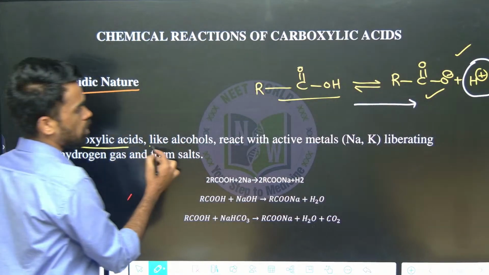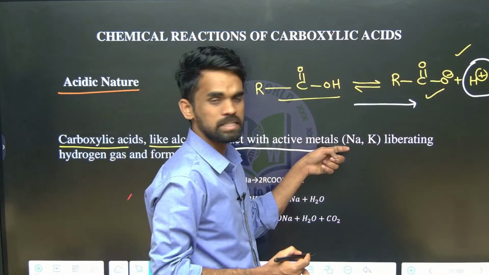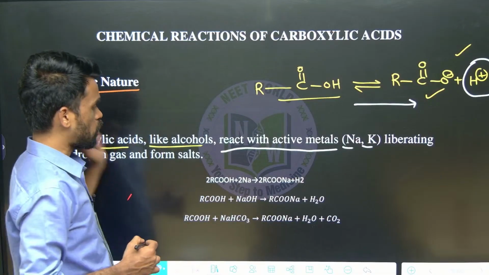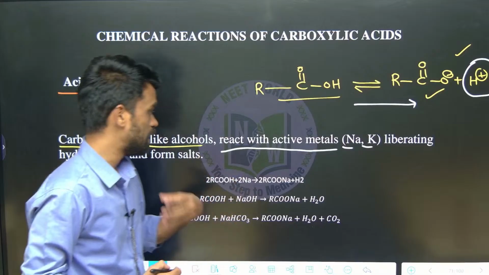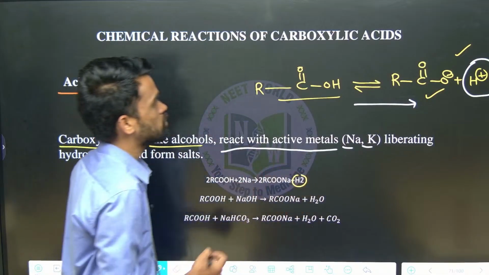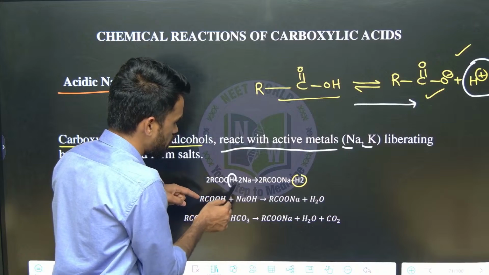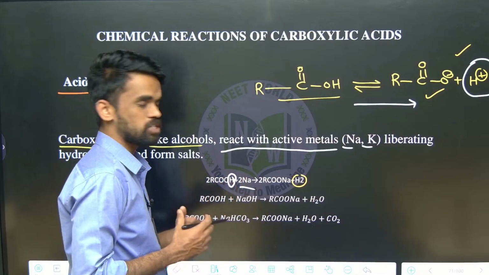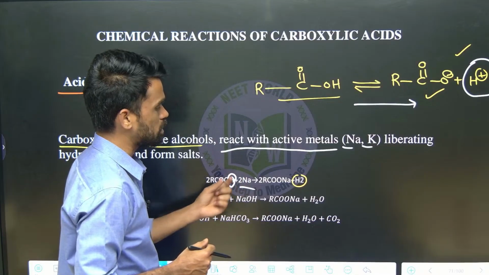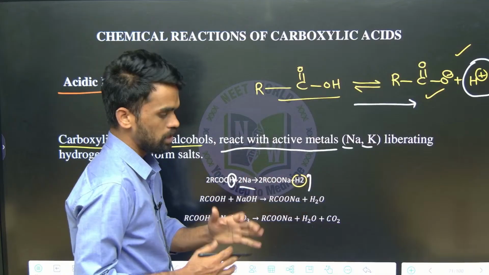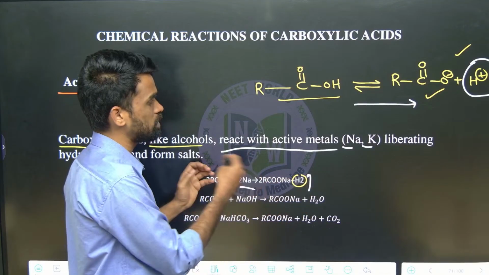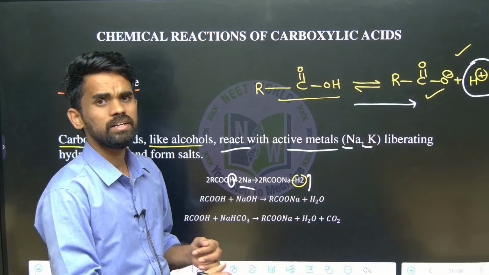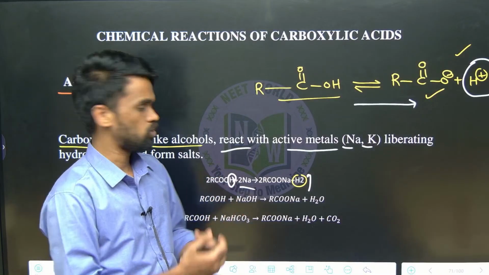Now look at what they are saying. Carboxylic acids, like alcohols, react with active metals like sodium, potassium, lithium. All these metals react with carboxylic acids and liberate hydrogen gas. Since this acidic proton is there, they are highly reactive with reactive metals like sodium, potassium, rubidium, and they give you hydrogen gas. Similar to alcohols, which also react with sodium metal, carboxylic acids are even more acidic than alcohols and phenols. Remember this statement.